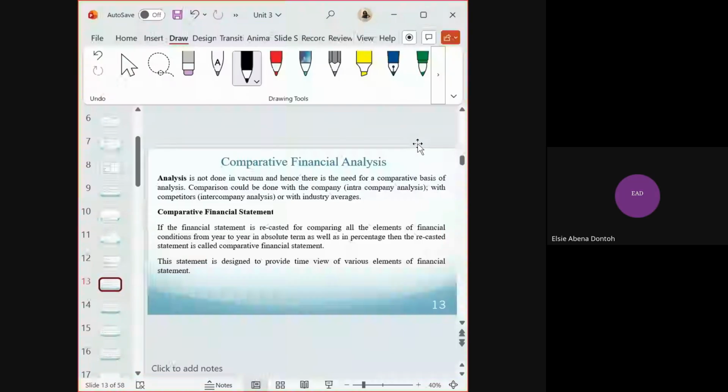We move on to comparative financial analysis. When we say comparative financial analysis, what comes to mind? Who will help me?